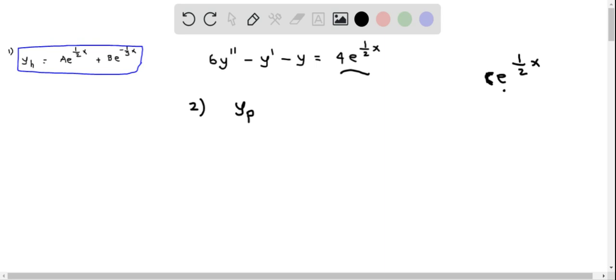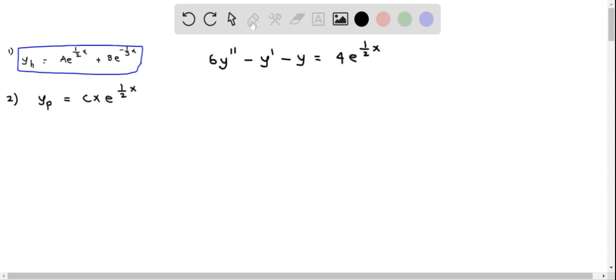But since this term is already present in the homogeneous solution, that is, here we have e power half x already, we should multiply this by x. So we can write the general form of the particular solution as c x times e power half x.